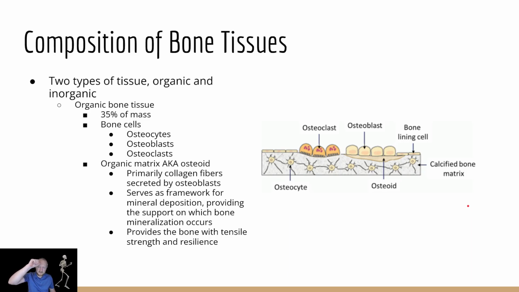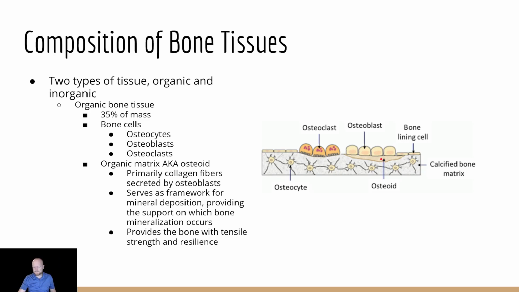Two types of tissue within our bones. So we have organic tissue, which makes up 35% of the mass. It's made of our bone cells, so the osteocytes we see in the middle there, in those lamellae and those concentric rings. Osteoblasts here, remember, building up, and osteoclasts, breaking down in our bone remodeling. So in our organic matrix, aka the osteoid, right here, where these osteoblasts are putting down. Osteoclasts break down, osteoblasts build up, they secrete that osteoid, comprised primarily of collagen fibers.